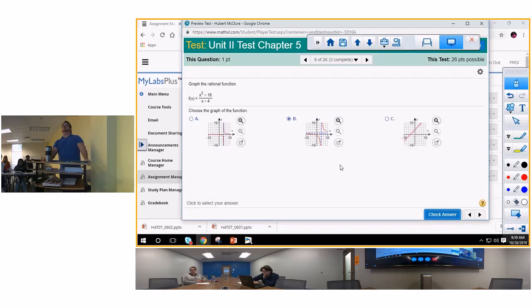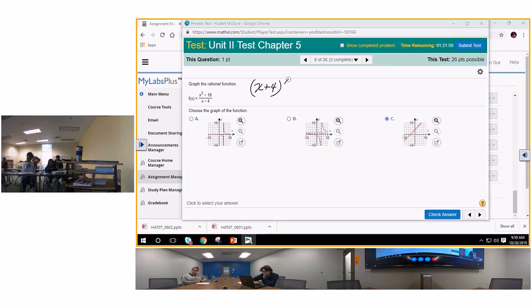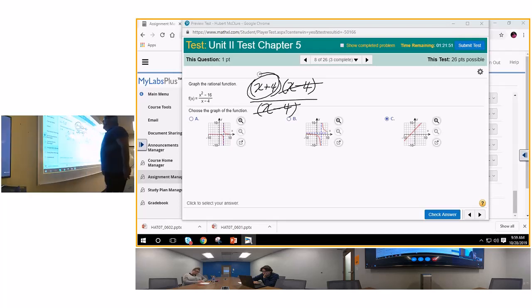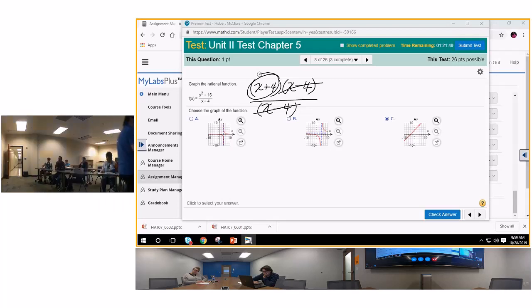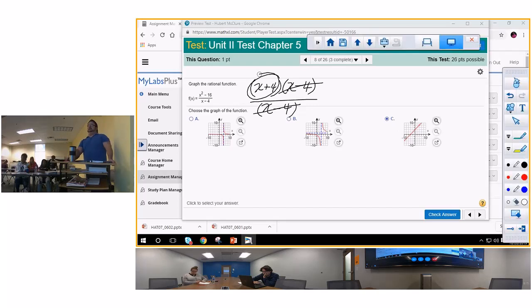Oops. Yeah, it's C. How can it be C? It's x plus 4 is the equation of that line. Oh yeah, that's right. This is what I didn't do. I didn't do the shortcut. Do the shortcut. You get x plus 4 times x minus 4 over x minus 4, and I'm sorry, I was looking for vertical asymptotes. That's my fault. So it would be C. Thank you very much, right side of the room, for paying attention.